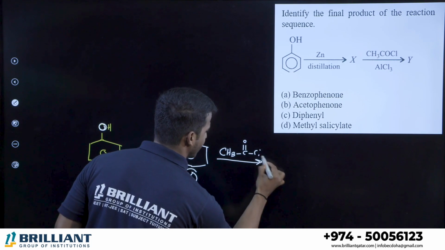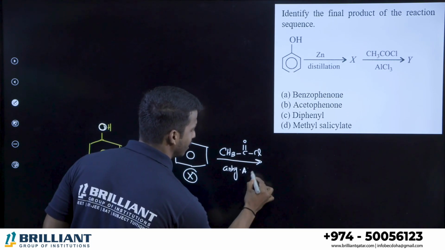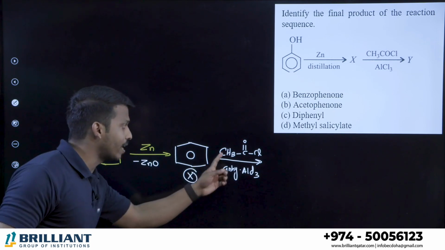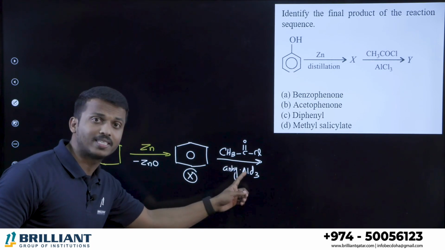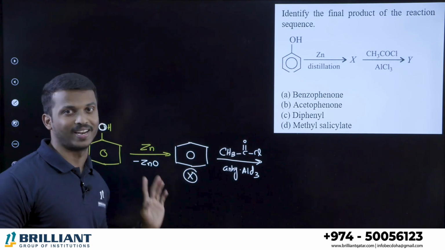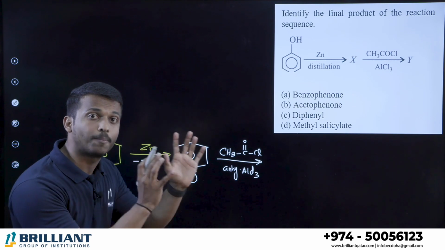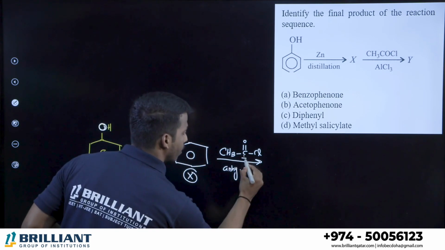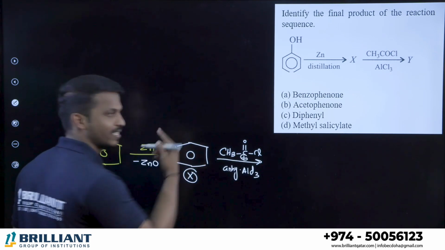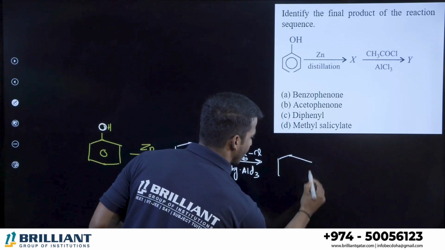CH3COCl, acyl or acetyl chloride, in presence of anhydrous AlCl3. What is the addition of an acyl chloride with anhydrous AlCl3 called? It is called Friedel-Crafts acylation. Correct or not? During Friedel-Crafts acylation, what is the upcoming electrophile? CH3CO+. That is the upcoming electrophile. So you just add this group to the benzene ring.